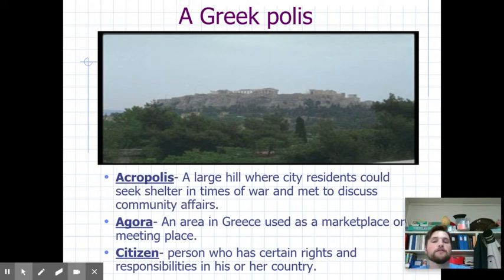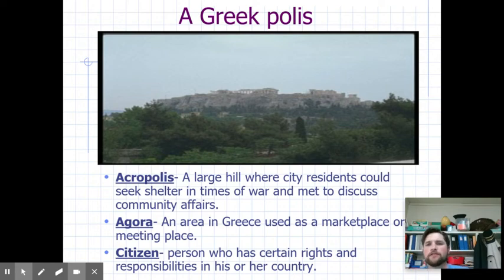An acropolis is a large hill where city residents would seek shelter if there was a war going on or if they wanted to come together to make a decision on something. In Greece, you had a democracy for the most part. We also have the vocab term an agora. It's an area in Greece used as a marketplace. Maybe you've seen pictures, or if you've watched movies, you've seen where they have the marketplace. They have everything set up and you can walk around and buy and sell goods.